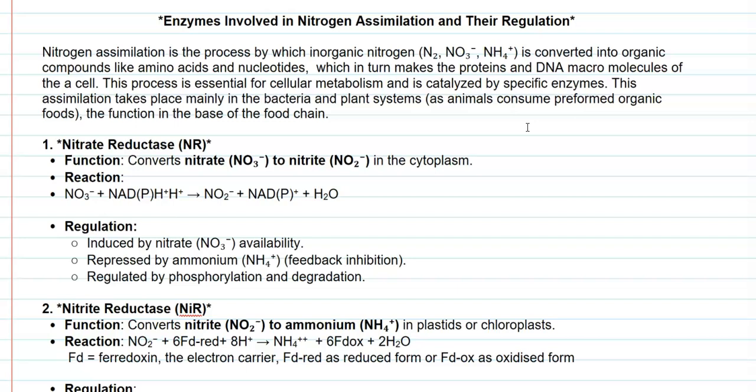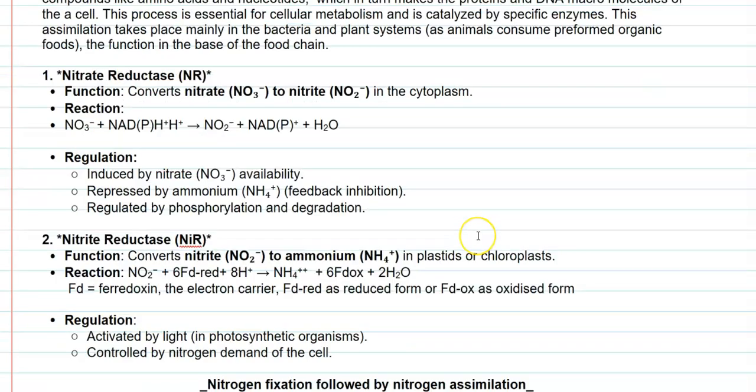These organic forms will in turn lead to the formation of other macromolecules such as proteins and DNA that are essential for the functioning of the cell. This process is essential for cellular metabolism and it is catalyzed by several specific enzymes. This assimilation takes place mainly in bacteria and also in plant systems. As animals consume preformed organic foods, the proteins or amino acids will be directly assimilated instead of assimilation from the inorganic forms. Here we look at the list of enzymes that are involved in this process.